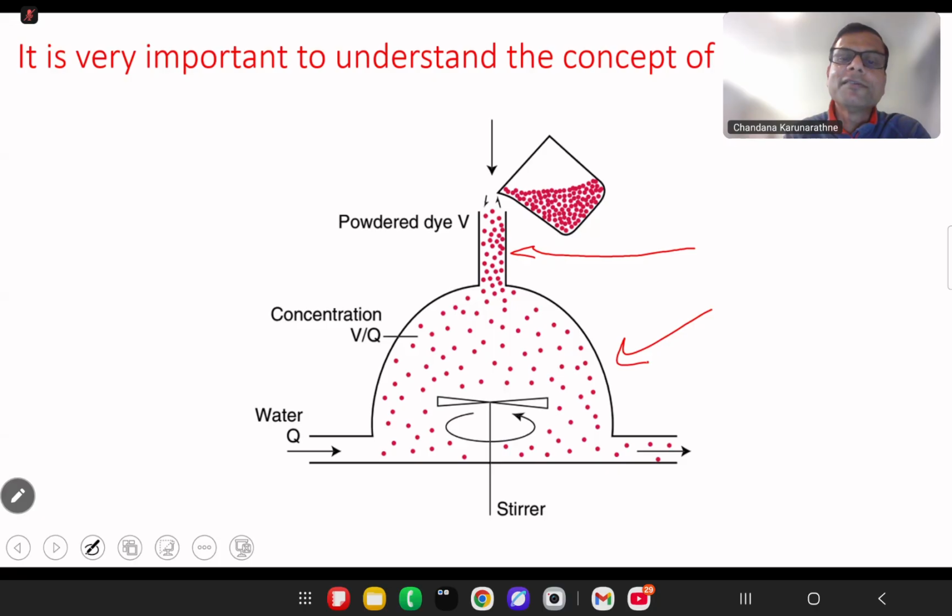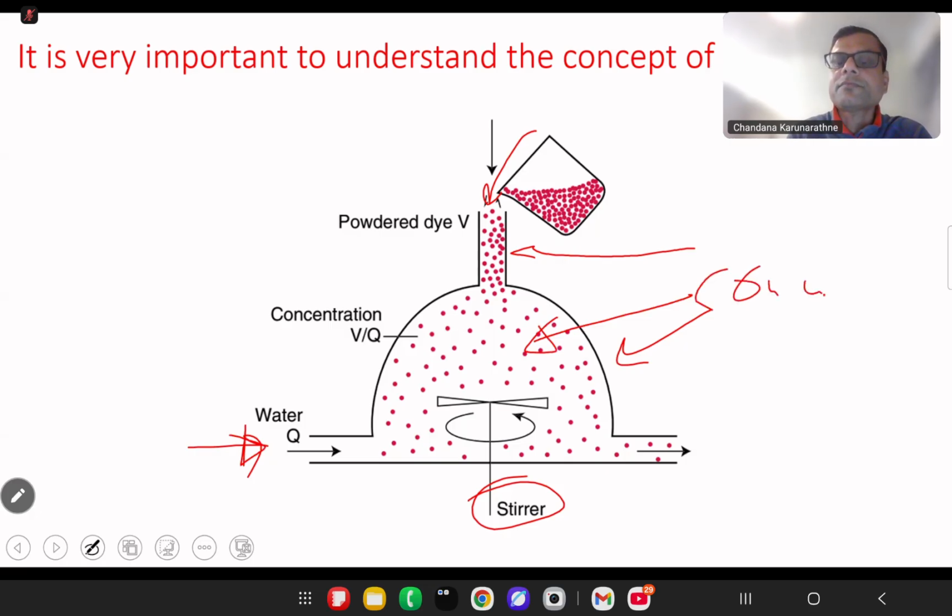So don't confuse yourself. Somebody is adding powdered dye into this one, and it stirs using a stirrer over here, and you get water coming in. This is not the lung, this is not the dead space thing, this is not the alveolar thing. So what you do is you get clean water, and then you add dye, and somebody wants to figure out what affects the concentration of dye inside this chamber.